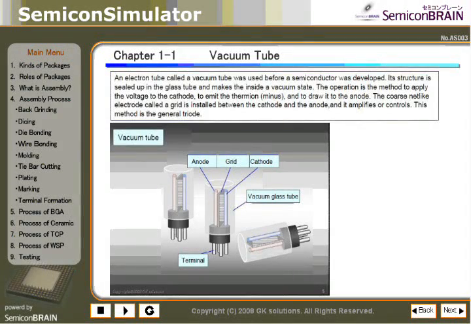Chapter 1-1 Vacuum Tube. An electron tube called a vacuum tube was used before a semiconductor was developed. Its structure is sealed up in a glass tube, making the inside a vacuum state. The operation is the method to apply the voltage to the cathode, to emit the thermions, and to draw it to the anode. A coarse net-like electrode called a grid is installed between the cathode and the anode, and it amplifies or controls. This method is the general triode.